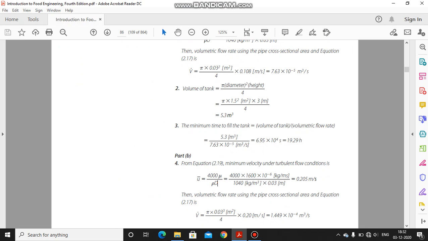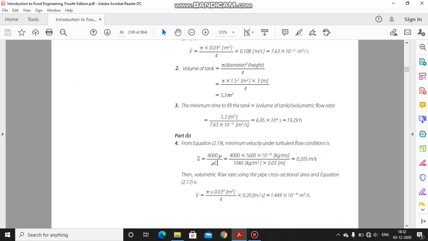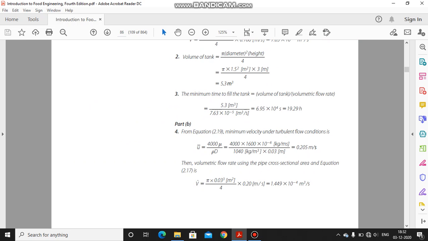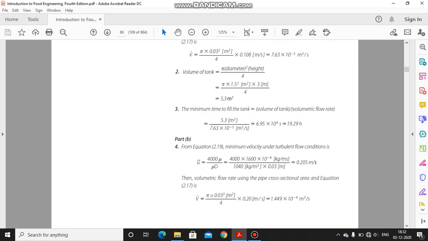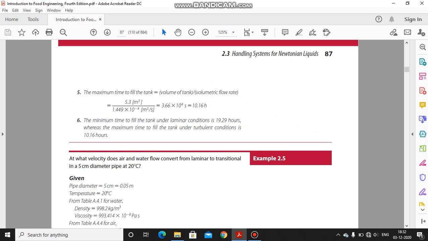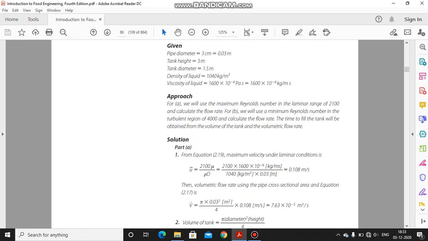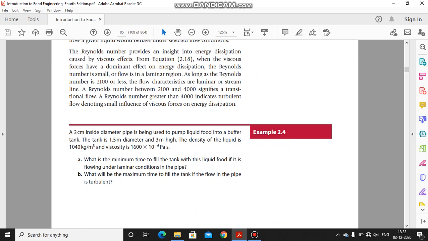From this you can calculate the average velocity, and like in the above section you can calculate the volumetric flow rate and then the time required. Here you can see the time required is 10.16 hours, and the time required when the flow is laminar is 19.29 hours. From this you can see that when the flow is turbulent, the time required to fill the tank is significantly reduced. So in this way we can solve various problems related to fluid flow by using the Reynolds number.